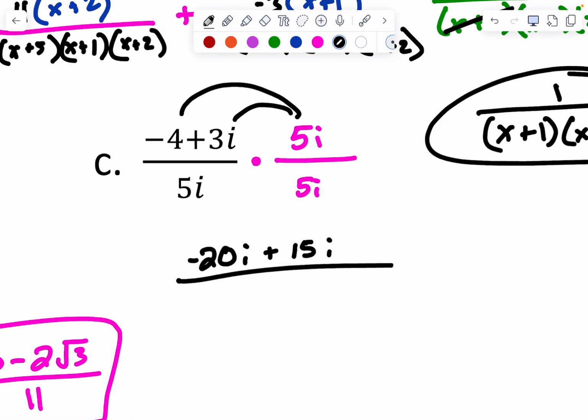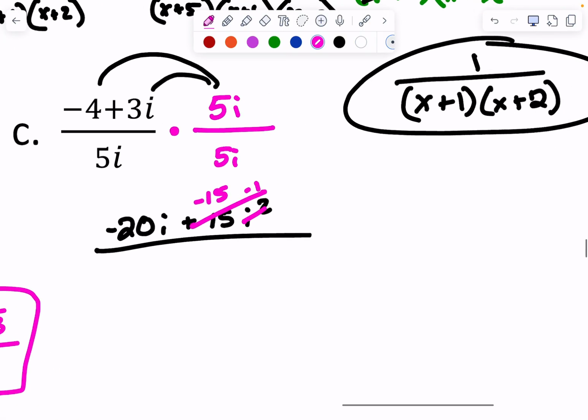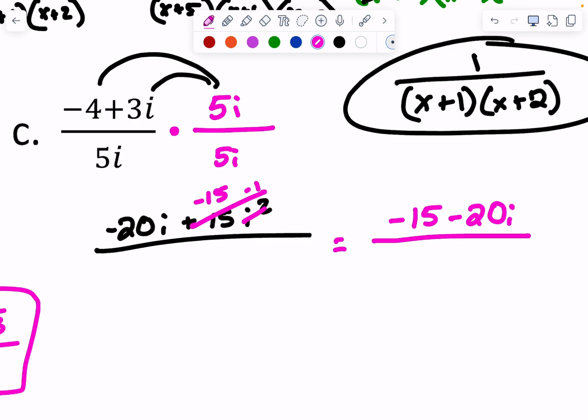15i squared, but i squared is negative 1, so that will make negative 15, right? Okay? I'm going to put the negative 15 first. So negative 15 minus 20i. Can I do that? Okay, what is 5i times another 5i? 25i squared, which makes negative 25. So I got negative 25 now.